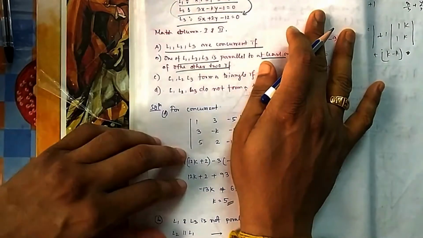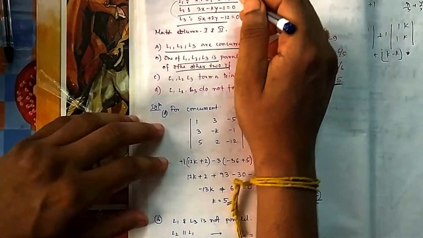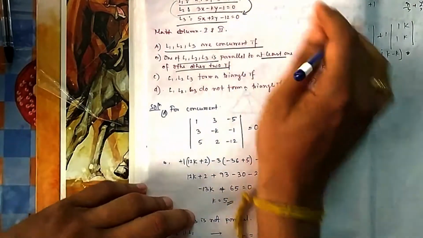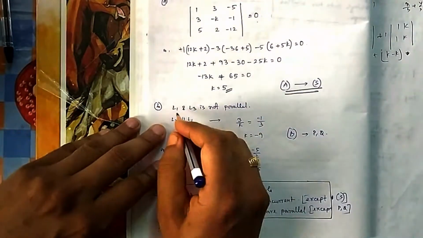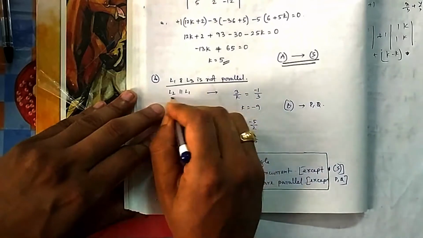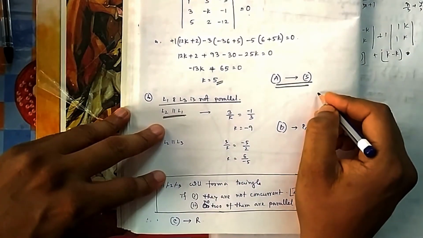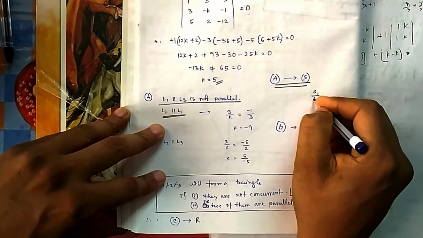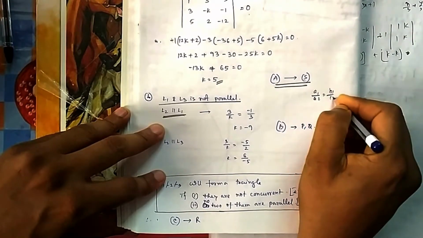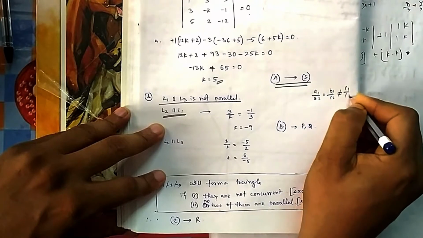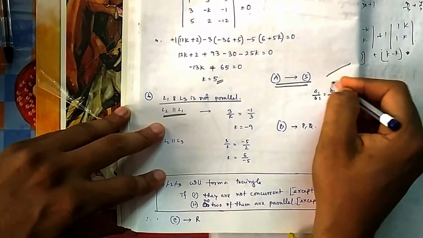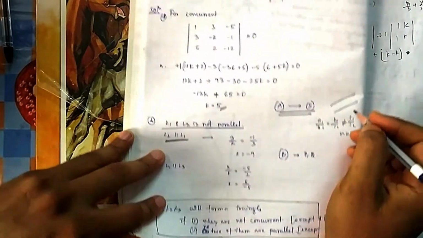So any 2 pair will be parallel, and L1, L3 cannot be. So it can be L1, L2 or L2, L3. If I take L1, L2, and L1, L3 cannot be parallel. If I take L2 and L1, as you solved in class 10, no solution: A1 by A2 is equal to B1 by B2 is not equal to C1 by C2, then no solution. No solution means 2 lines never touching each other, parallel lines.